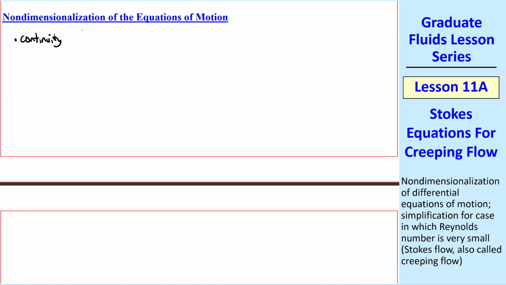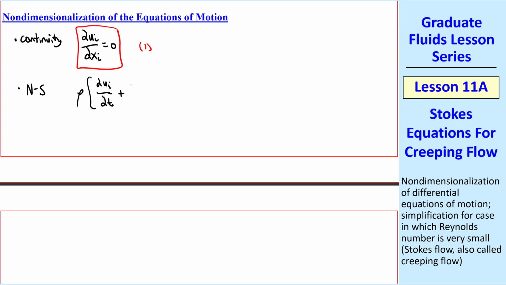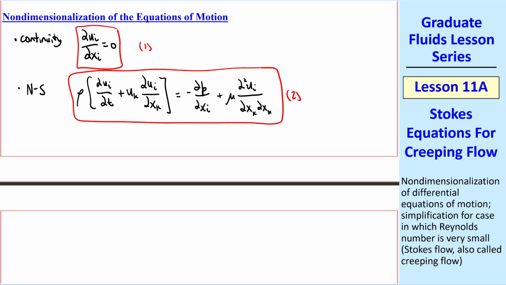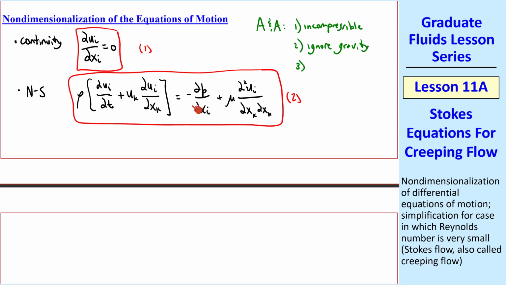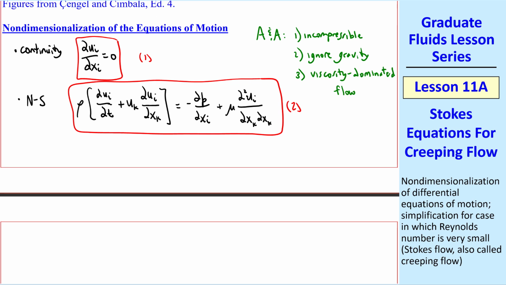We have continuity, del ui del xi equals 0, call that equation 1, and the momentum equation, which is the Navier-Stokes equation, rho times the quantity del ui del t, plus uk del ui del xk, equal minus del p del xi plus mu del squared ui del xk del xk. This is equation 2. We'll make the following approximations and assumptions. Incompressible, ignore gravity, which we already did in this equation, and assume that we have a viscosity-dominated flow.